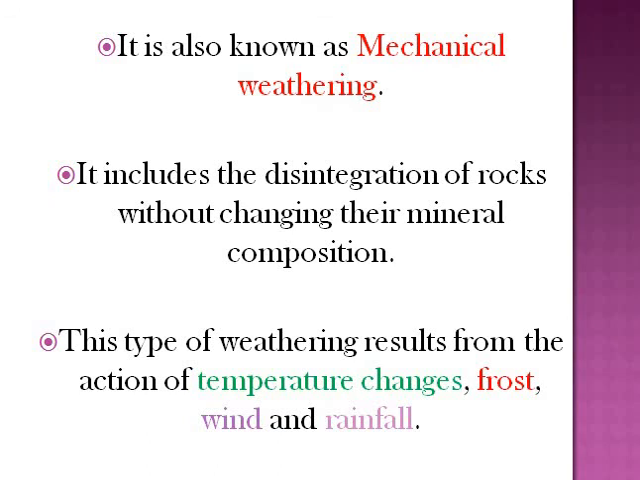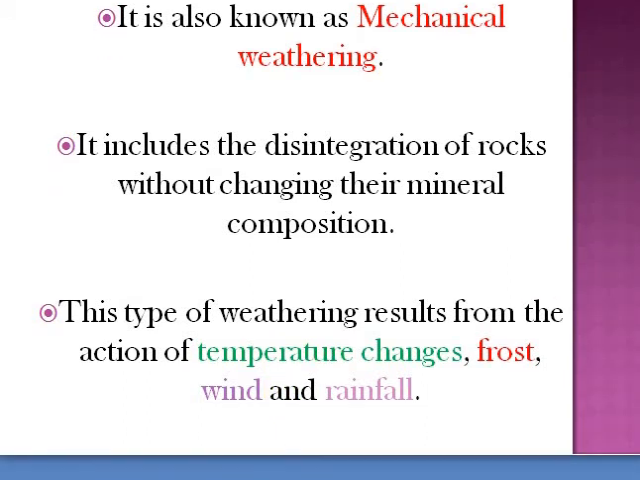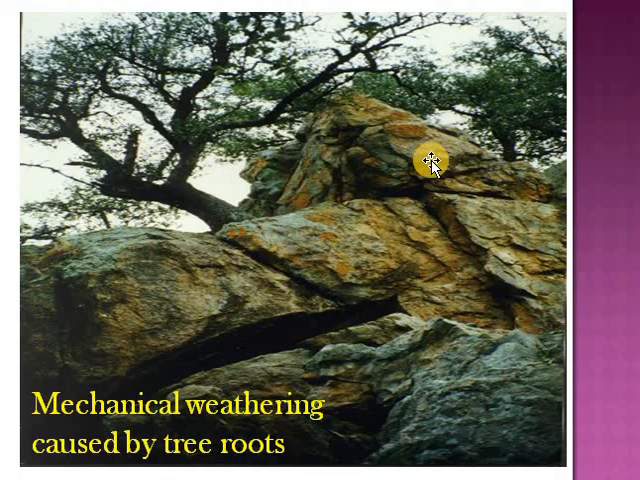Physical weathering, as I have mentioned, is also known as mechanical weathering. It includes the disintegration of rocks without changing their mineral composition. This type of weathering results from the action of temperature changes, frost, wind, and rainfall. Mechanical weathering goes by three routes. We can see here in this picture very clearly how three routes cause this mechanical or physical weathering.